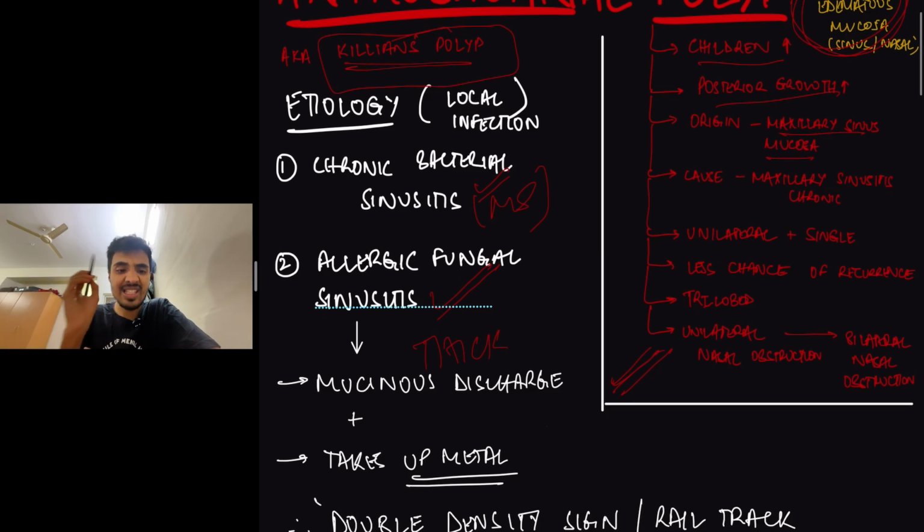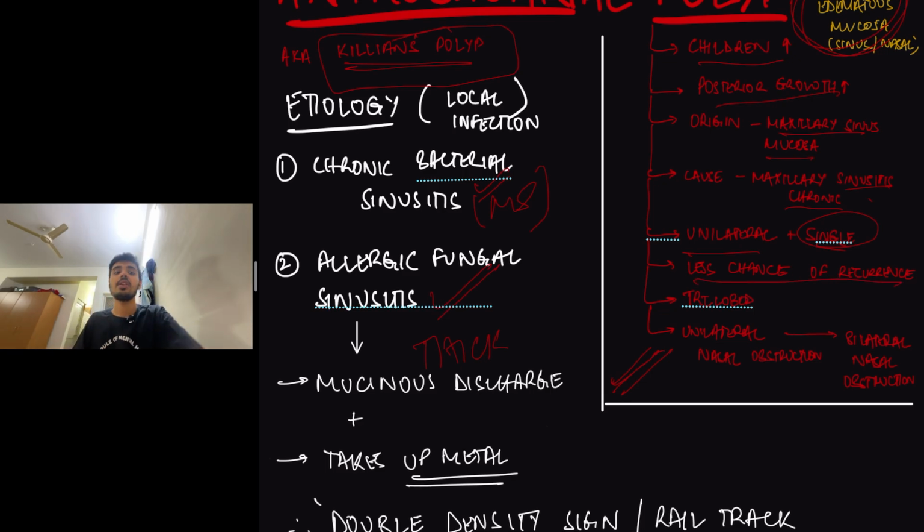Here the cause is local infection like chronic sinusitis of the maxillary sinus. There it is multifactorial causes, most commonly allergy. Here it is a unilateral, single polyp. There it is multiple bilateral polyps. Here less chance of recurrence. Bilateral ethmoidal polypi, higher rate of recurrence.